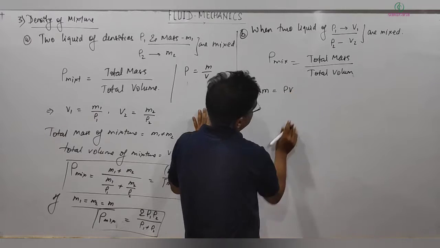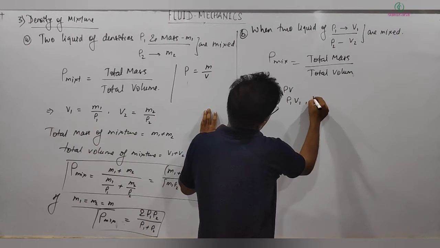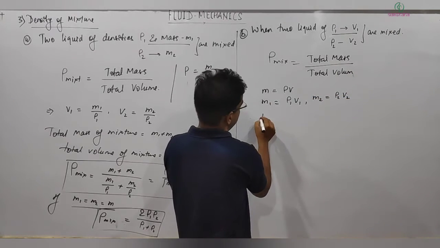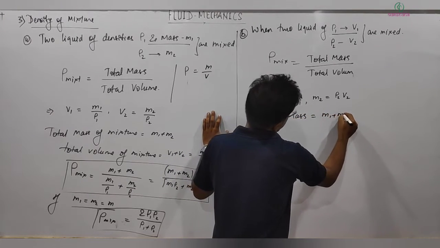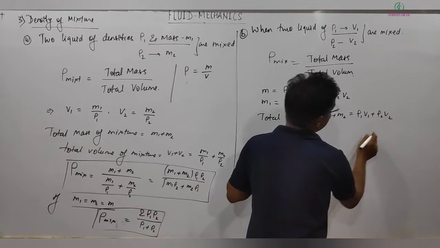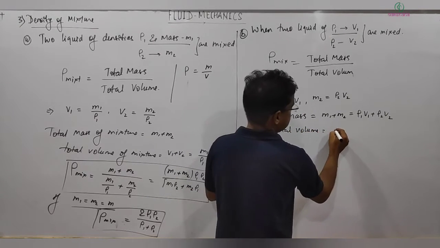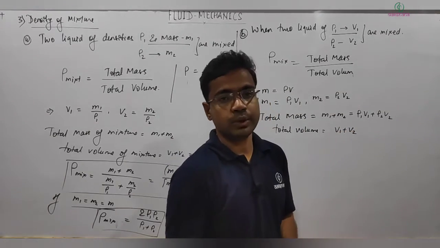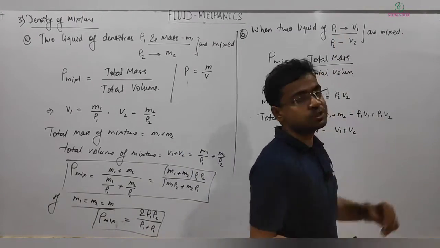We know mass is equal to density multiplied by volume. So this implies mass of liquid 1 is rho 1 V1, mass of liquid 2 is rho 2 V2, and total mass will be simply m1 plus m2, that is rho 1 V1 plus rho 2 V2. Total volume is simply V1 plus V2, because here we need to express the density of mixture in terms of the quantities which are provided to us.